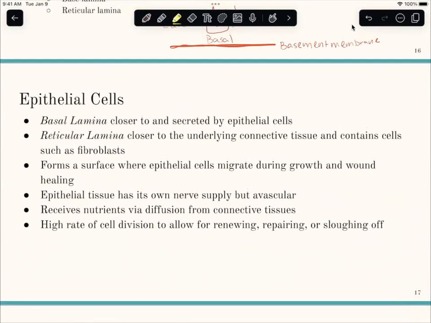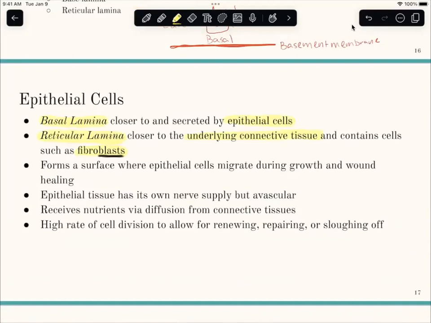Within these epithelial cells, we have the basal lamina. We have a reticular lamina. That basal lamina is made by epithelial cells. This is like the bottom of those epithelial cells. The reticular lamina is closer to that connective tissue that sits underneath. So fibroblasts, we'll see this in connective tissue. Fibroblasts are cells that make connective tissue. I'll say it now, and I'll say it probably several more times this semester. When you see the word blast, blast means we're building something. So a fibroblast means we're building that connective tissue.